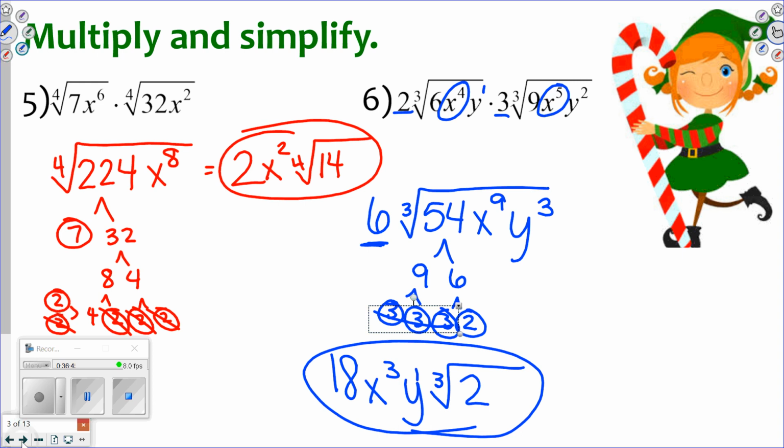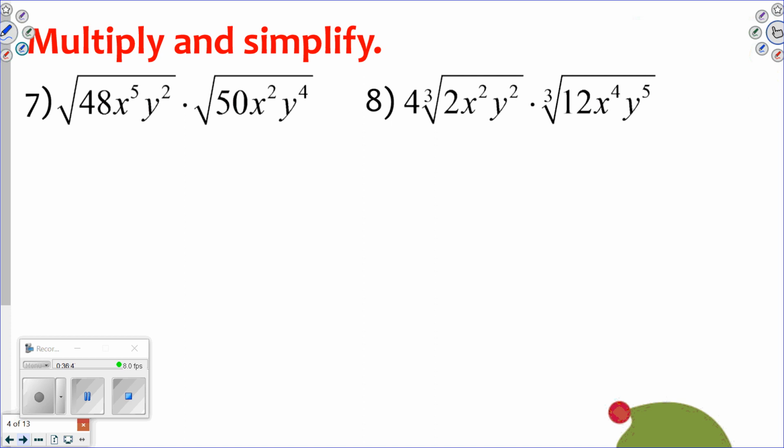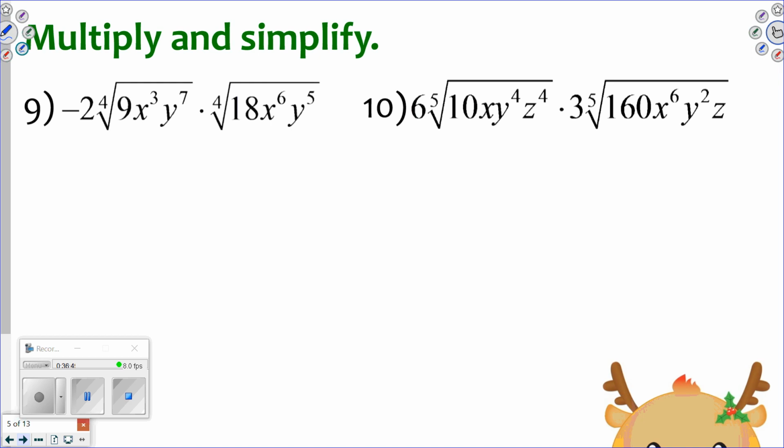Awesome. Let's skip 7 and 8. Not my problem. You work ahead. Let's jump to 9 and 10.